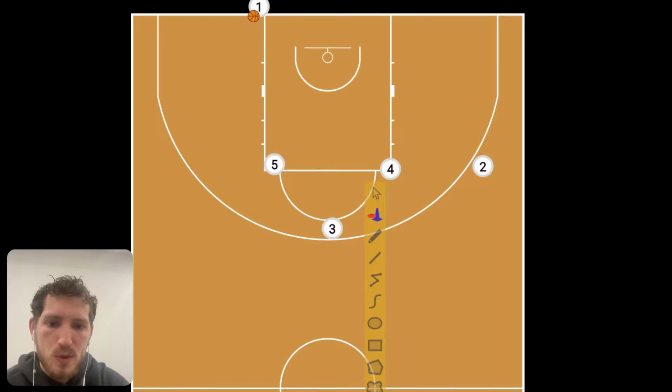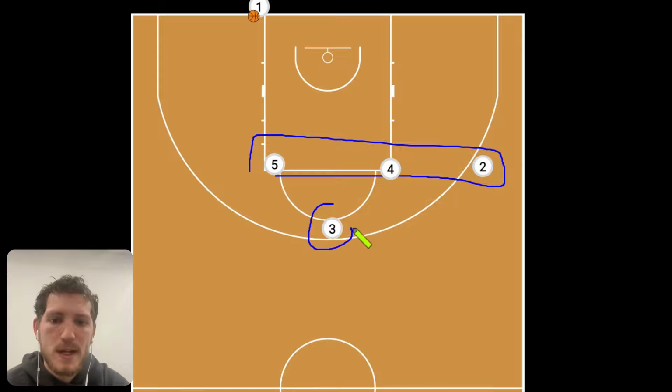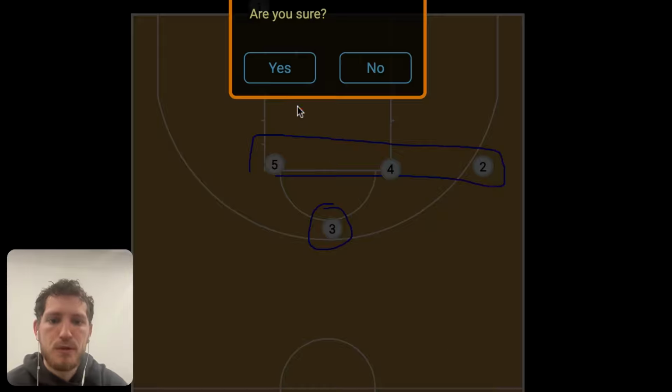So first, what we're going to have is basically a lineup of players right here and one player at the three-point line above the free throw line.